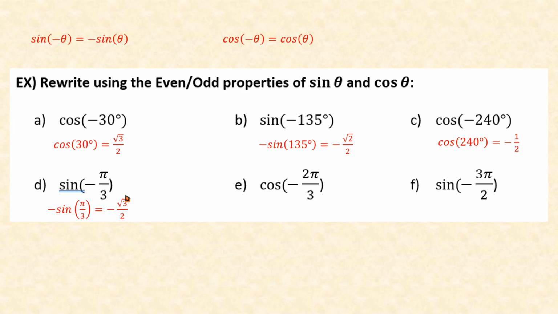Cosine of negative 2 pi over 3 is the same as cosine of 2 pi over 3. Remember, cosine negative doesn't change it, but sine negative of the angle gives you negative of the whole thing. So cosine of 2 pi over 3 is negative 1/2. Now sine of negative 3 pi over 2 is the same as negative sine of 3 pi over 2. So I get 1, because sine of 3 pi over 2 is negative 1. Negative of that gives you positive 1.